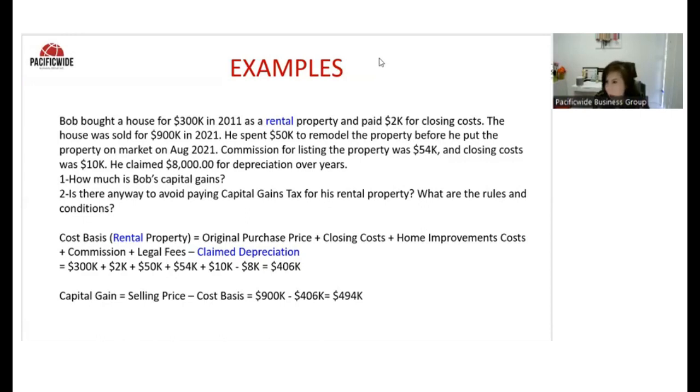But you know what? It doesn't matter whether it's 500,000 or 100,000 or 200,000. He doesn't get to use the tax exemption. There's no tax exemption for rental property. So he has to pay capital gains tax on 494,000. He has to pay capital gains tax on this amount. This is a lot.